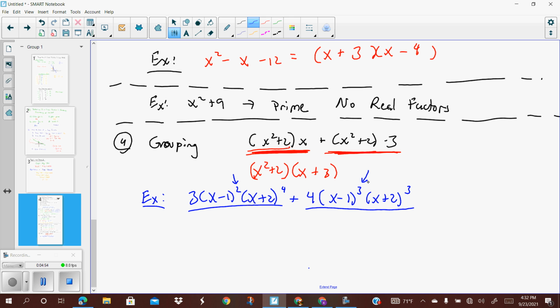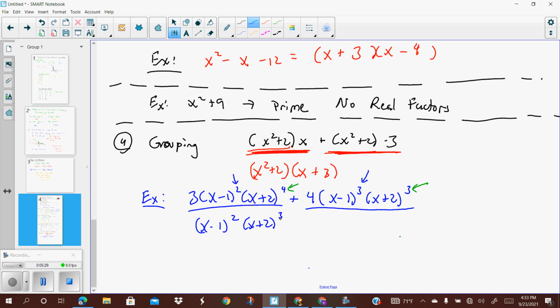The most you can ever factor out is the smallest of the exponents. So I can factor an x minus 1 squared out of both of those pieces. I also have x plus 2's in common. This one has 4 factors of x plus 2. That one has 3 factors of x plus 2. So again, the most I can factor out is the smallest of the exponents. So I can factor out an x plus 2 cubed.